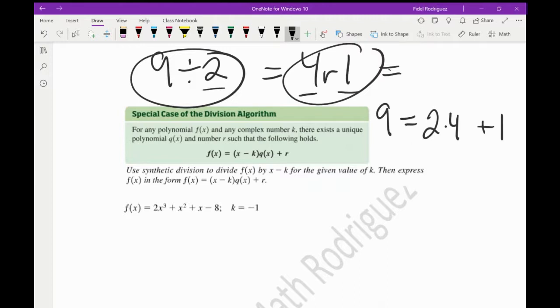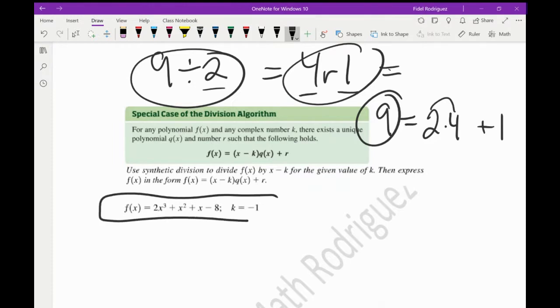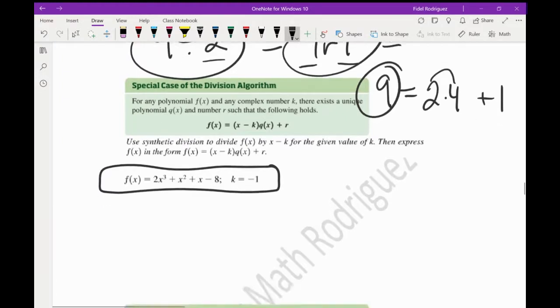We came up with 4, the remainder 1. So we could check our answer by saying, well, 2 times 4 is 8. Add 1 more, and you get the original problem, 9. We're going to kind of do that with this part right here. And I'm going to show you how we're going to do this, okay?